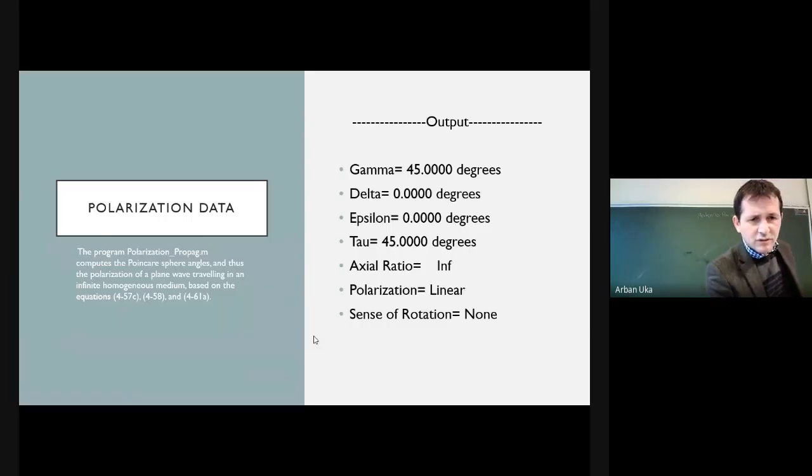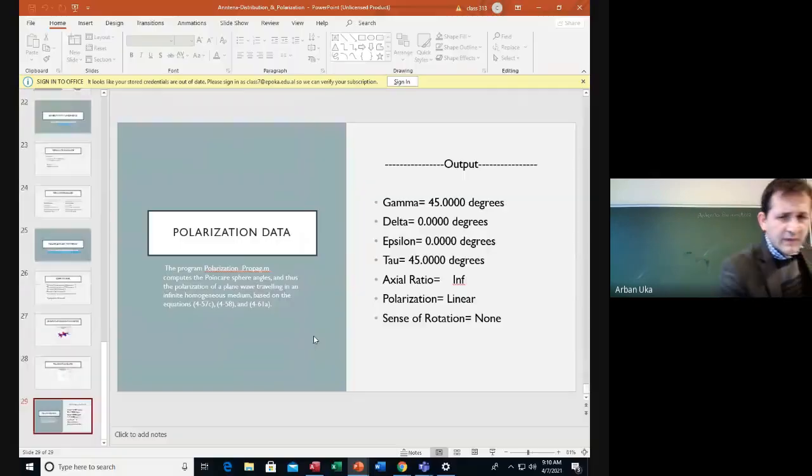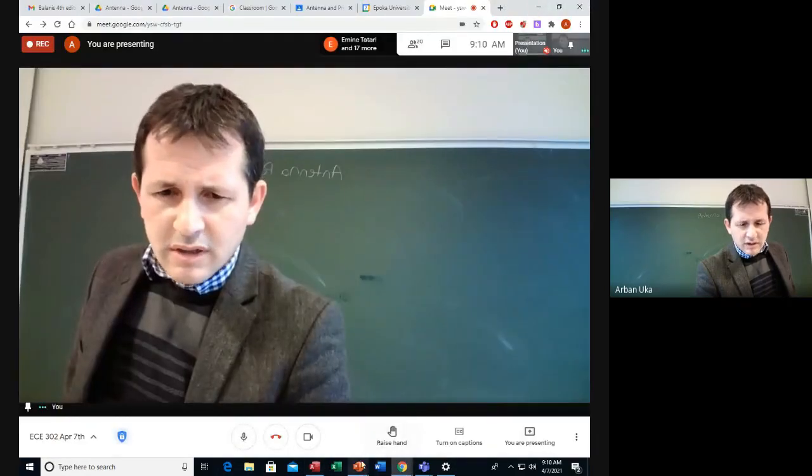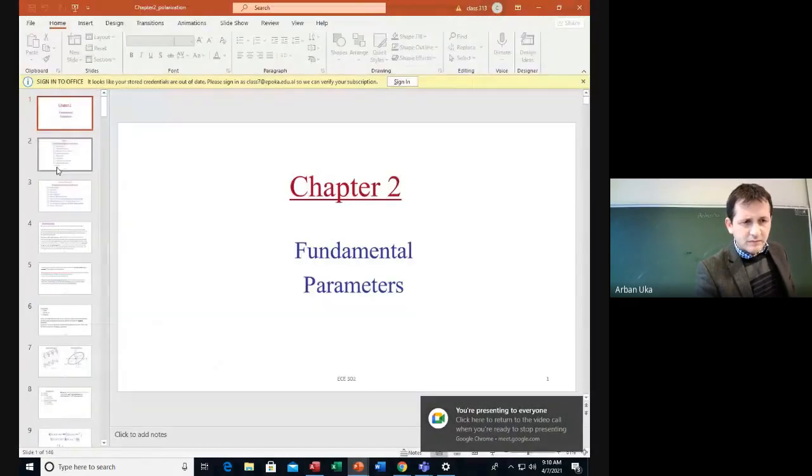Okay. So now the functions that we're going to provide to you is the polarization propagation. And okay, so this is all. And as we said, this will be one of the first homework assignments.